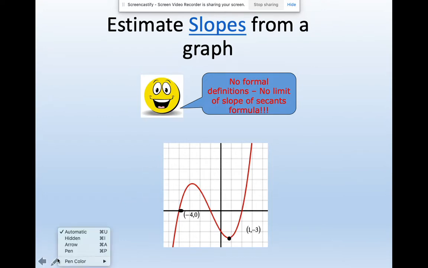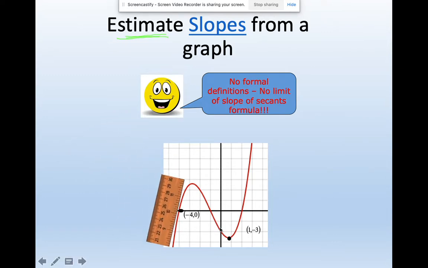So in your notes, maybe if you want to, sketch that curve, all right? No formal definition, no limit of the slope of the secants formula. Look for the word estimate. You will be tested on estimation. So here's the point. There's one point on here that's clearly marked, -4, 0, and 1, -3. To estimate the slope of a tangent from a graph, if they give you a graph and ask you to estimate and they're going to give you points for estimating, you freaking draw on it.